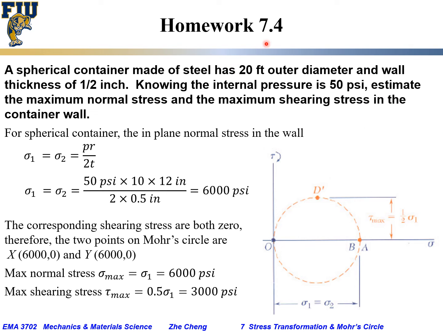Homework 7.4. A spherical container made of steel has a 20 feet outer diameter and a wall thickness of ½ inch. Knowing the internal pressure is 50 psi, pounds per square inch, we want you to estimate the maximum normal stress and the maximum shearing stress in the container's wall.